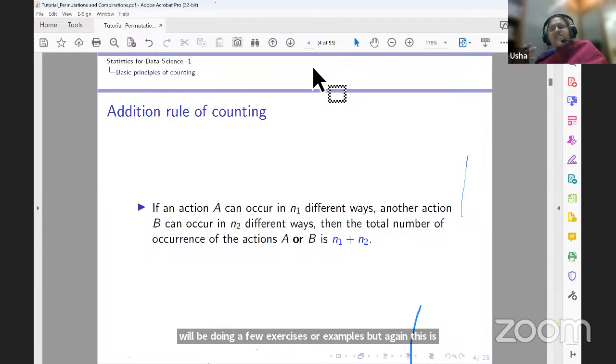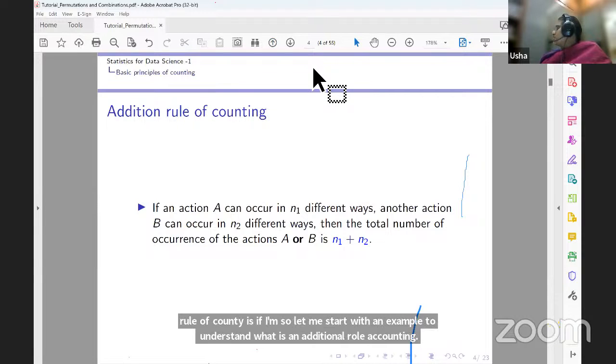We will try and look at scenarios and concepts and all of that. That is what we are trying to do. So now, first of all, let's start with the basic rule of counting. Now, let me start with an example to understand what an addition rule of counting is. So let me ask you this question.